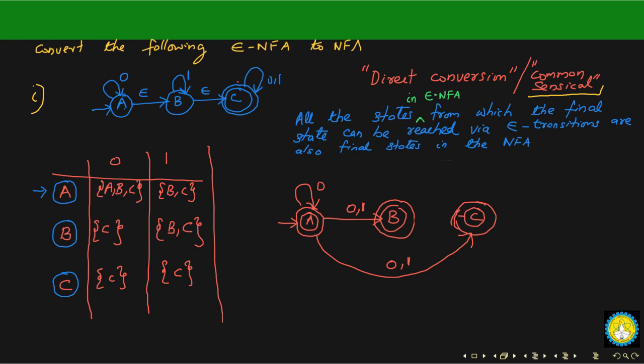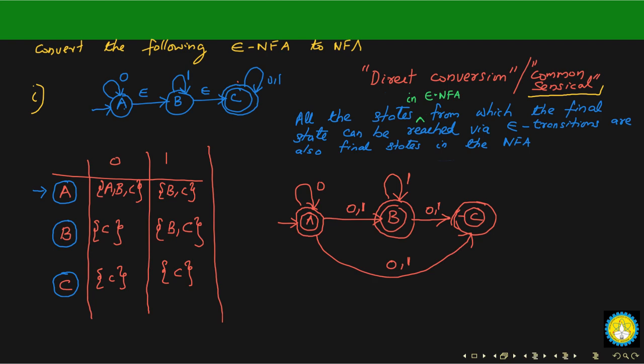Now let's look at the transitions of B. The transitions of B as indicated in this table is that B on 0 gets me to only C. So let me draw that. B on 0 gets me to C. Similarly, B on 1 gets me to B and C. Okay, so let's draw it. B on 1 gets me to B as well as C. So I can add a 1 also here. It's going to be 0, 1. Now we have written the transitions from B.